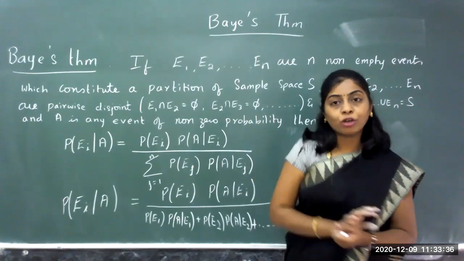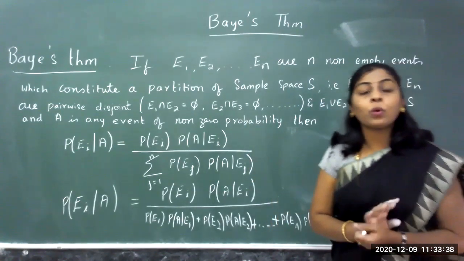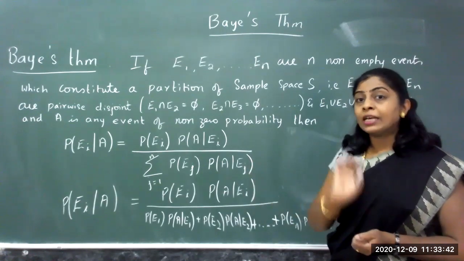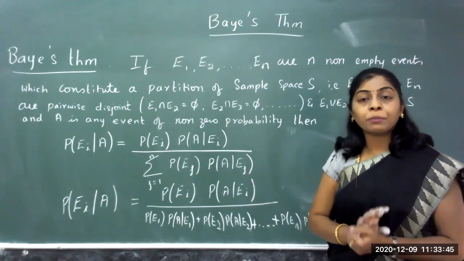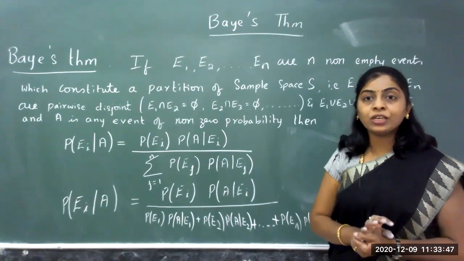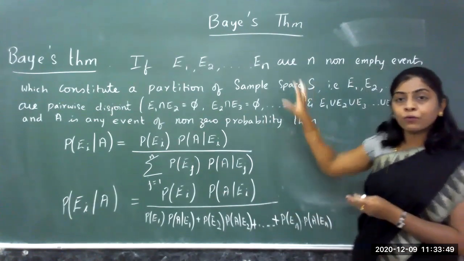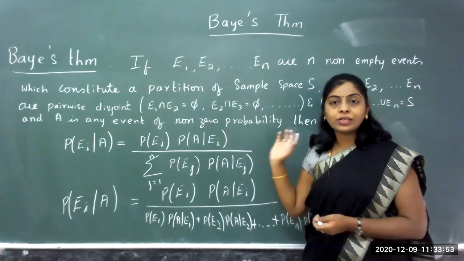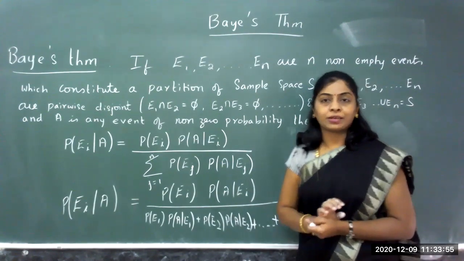This is one of the important concepts. Bayes' theorem is important, and a 3-mark question is always expected from this in Part C of your question paper. So, as I told you, the formula is what you have to remember for the problems. Let us start with the problems on Bayes' theorem.